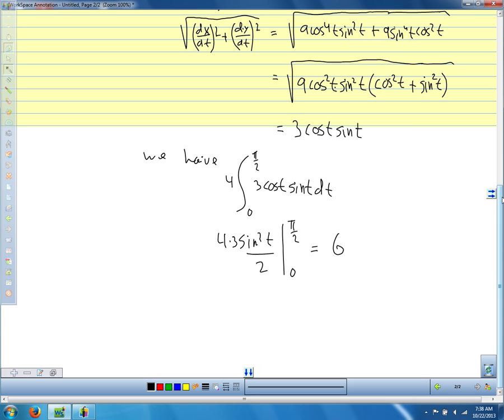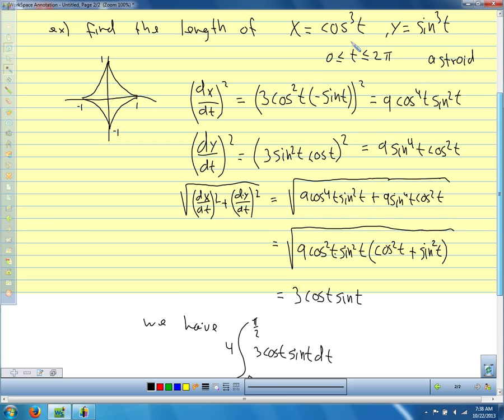Isn't that a nice graph? Set of simple equations and you get this nice little thing.